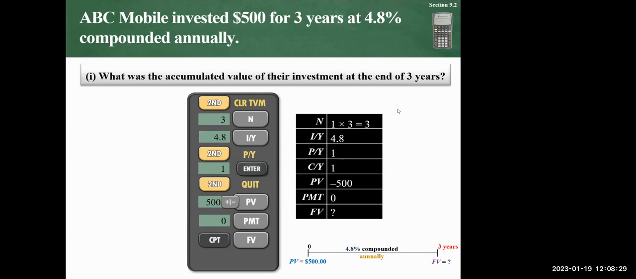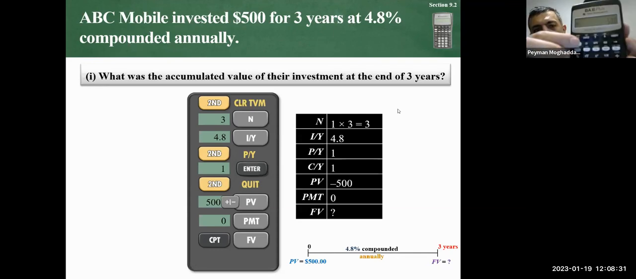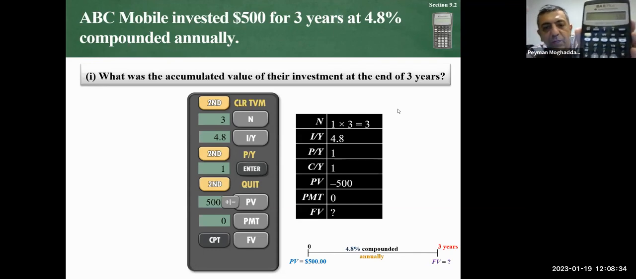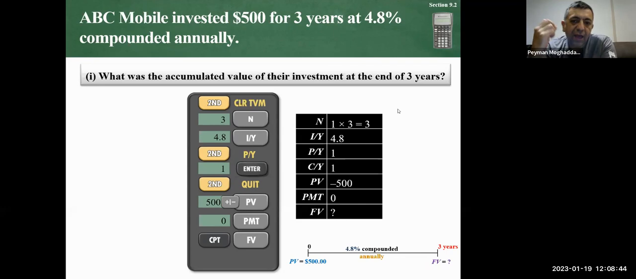Yes, thank you. And then the second button and CPT is going to quit that mode, because you need to set it first and then quit from the P over Y mode, okay? When you enter the P over Y mode, you just set the P over Y. P over Y is M, basically the compounding frequency, okay? P over Y and C over Y are the compounding frequency. You set them to 1, because in this case the interest rate is compounded annually.